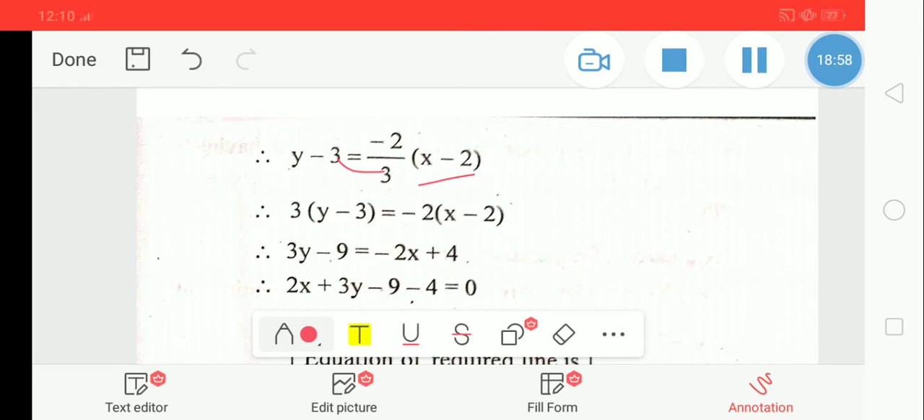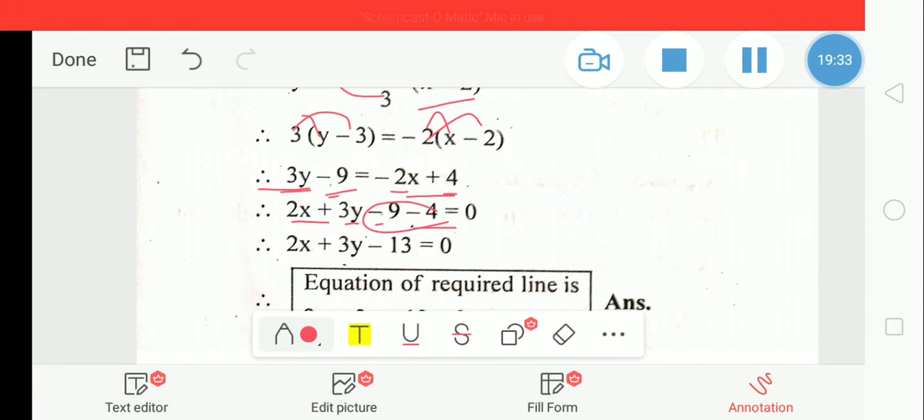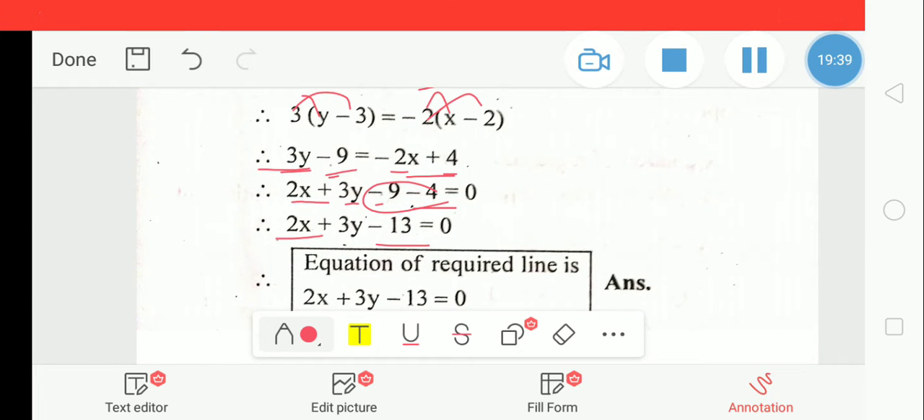Now the 3 comes over here, so they are multiplied. 3 multiplied by y and 3 multiplied by 3, that is 9. Now 2 multiplied by x and 2 multiplied by minus 2, so minus minus plus 4. Here 3y minus 9 is equal to minus 2x plus 4. Then these terms come from the opposite side and their signs are changed. That is plus 2x here, plus 3y, minus 9 and minus 4. Here both are minus, so we take the addition, but they keep the minus sign. So 2x plus 3y minus 13 is equal to 0.